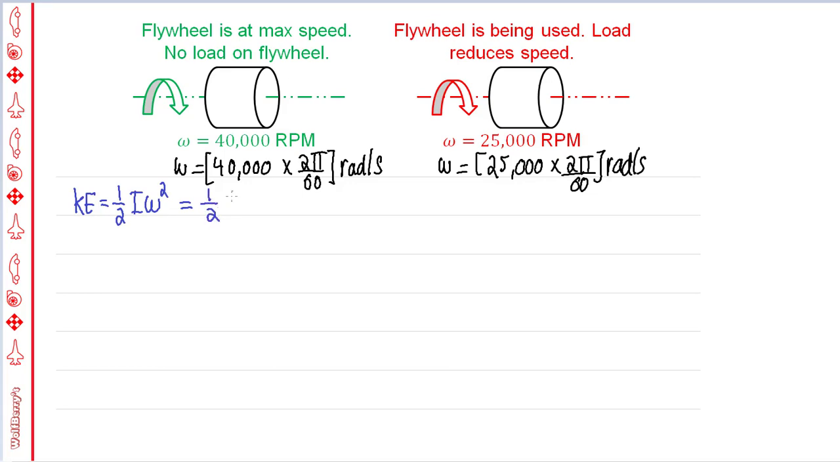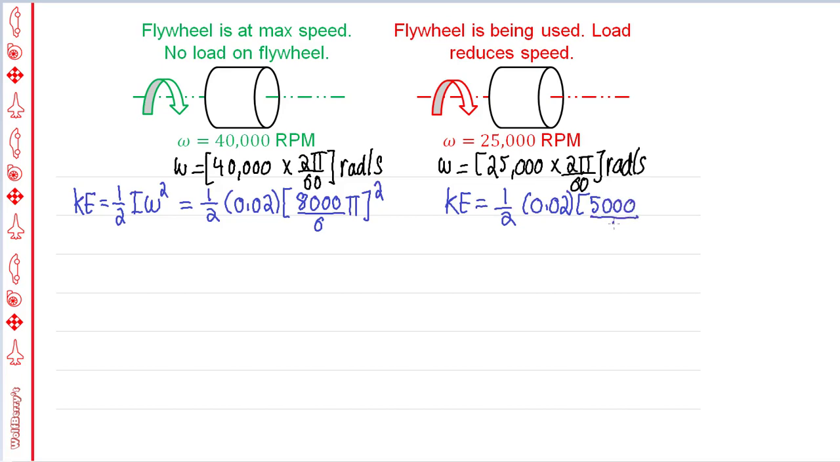We have half multiplied by 0.02, which was our inertia, multiplied by the angular speed, which is going to be 8,000 over 6 pi. I've just simplified, don't forget the squared, I've just simplified the omega above. The same thing we do with the flywheel when it's spinning at 25,000 RPM. We have half multiplied by 0.02, the inertia does not change. Now this is going to be 5,000 divided by 6 pi, all squared. Don't forget the squared.